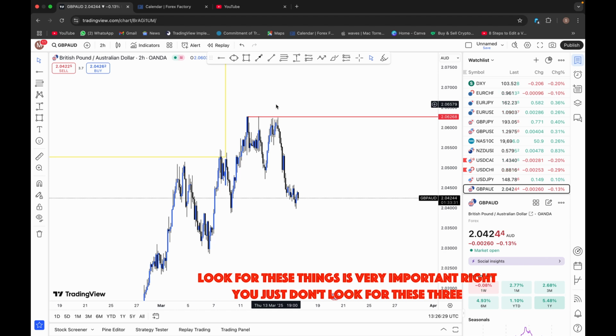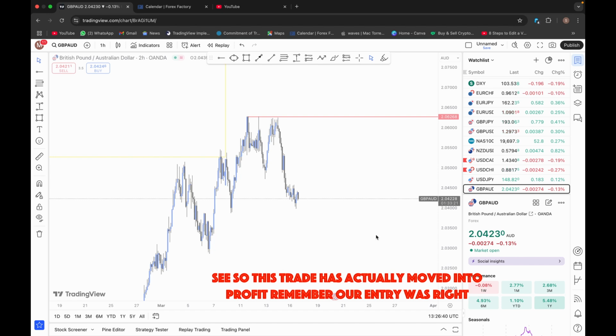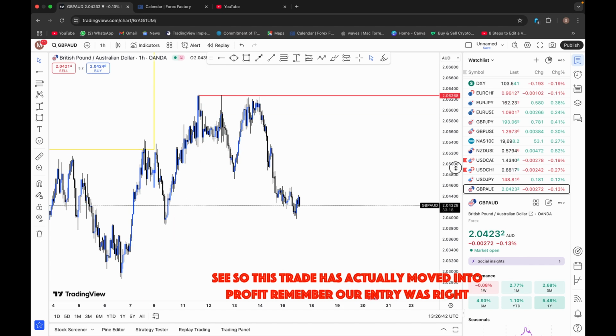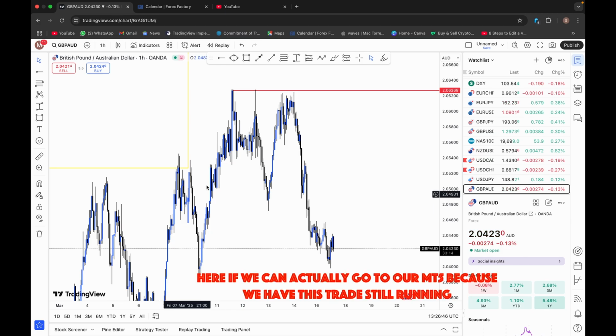You just don't look for these 3 hits to the high on any pair or anywhere in the chart, right? We look for this at our supply or demand zones, right? So if we go to the H1 time frame, this is what we can see, right? So this trade has actually moved into profit. Remember, our entry was right here.